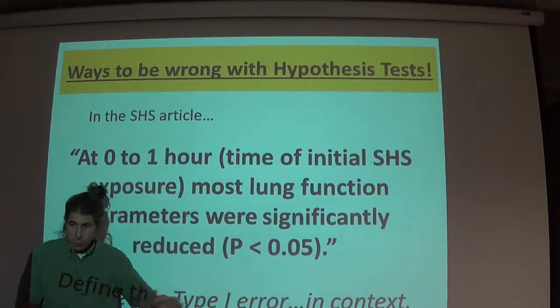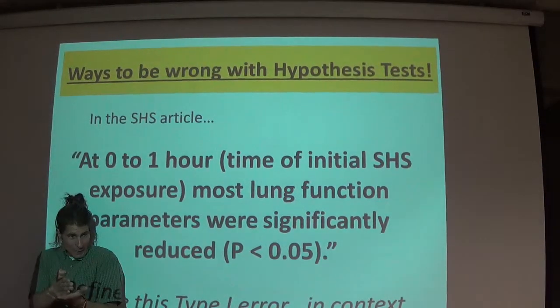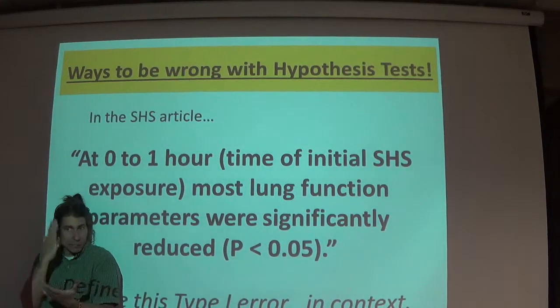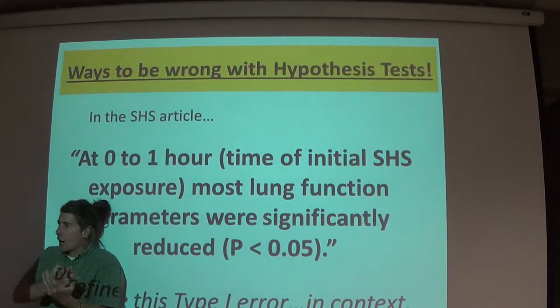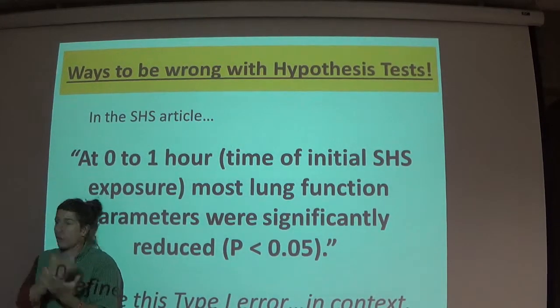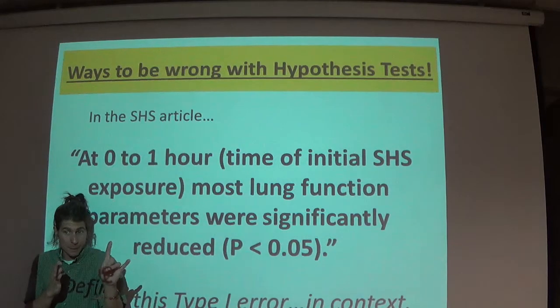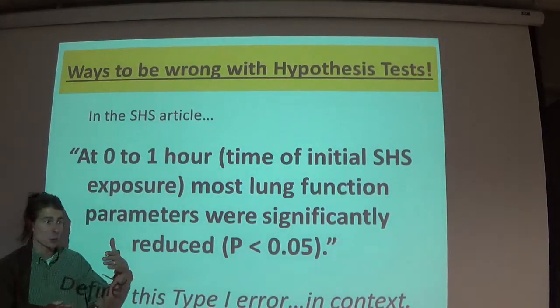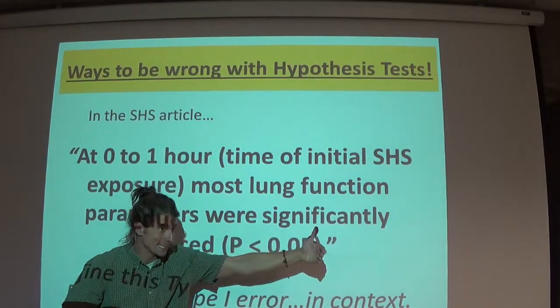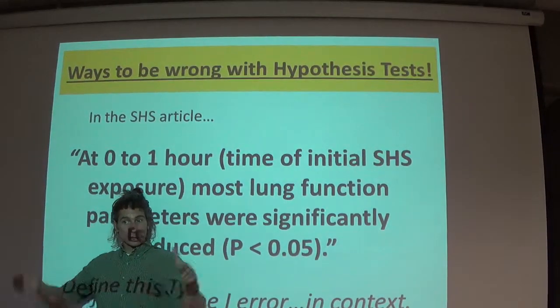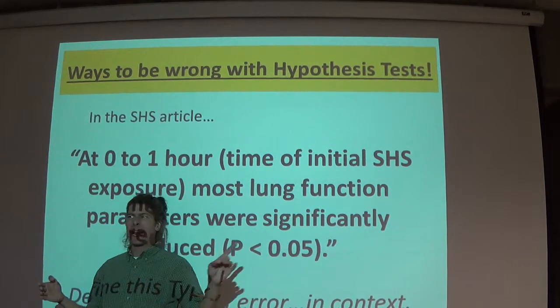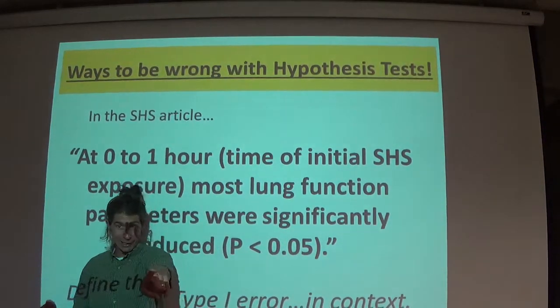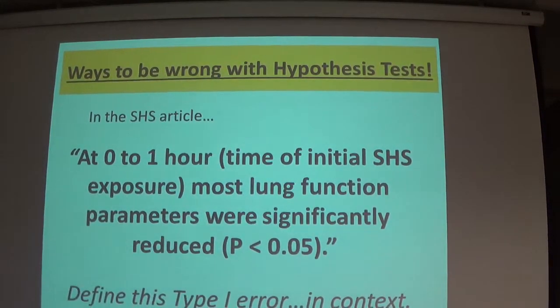With a small p-value, our claim is that secondhand smoke from 0 to 1 hour reduces lung function. That's the claim. If we're wrong, we put a comma after that, and we finish it with "when in fact it doesn't." That's a false positive, right? We're saying it reduces lung function, but it actually didn't. That's the potential type 1 error. With me now? Okay, you guys ready?